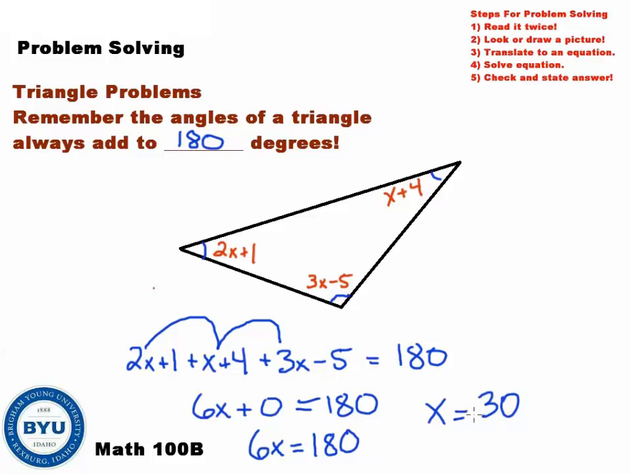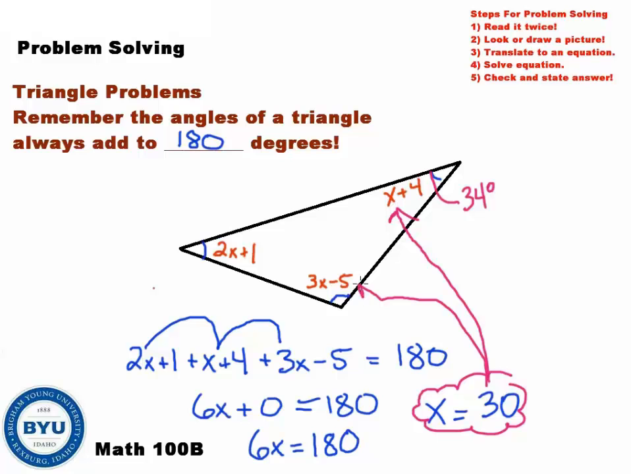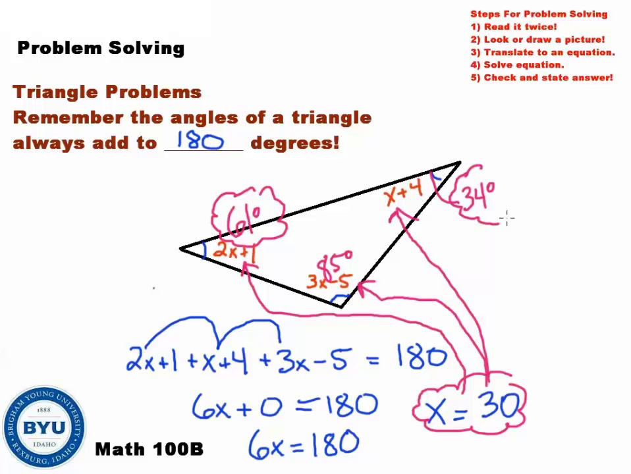So knowing that x equals 30, we could go back and plug it into each of the individual angles to find out what the angles come out to be. So if x equals 30, and we come back to this one right here, we know that this angle is 34 degrees. And if we came to this one here, we would do 30 times 3 minus 5, and we find out that this one is 85 degrees. And if we took 30 and plugged it back in here, we'd find out that this is 61 degrees. And so our answer would be 61 degrees, 34 degrees, and 85 degrees.